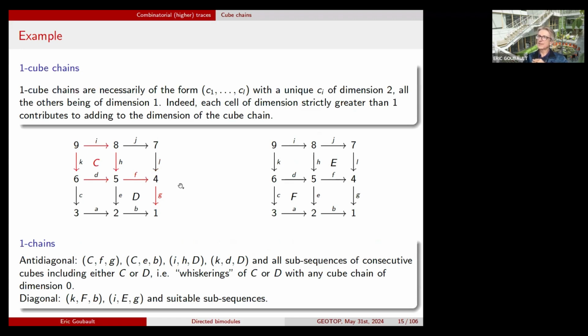So one cube chains: the dimension of a cube chain is the sum of the dimensions of the cubes minus the number of cubes. The only way you can get dimension one is that you have a two-cell and the rest are one-cells. So one cube chains are going to be just the whiskering, or the pre-composition or post-composition by directed paths, of a two-cell, right? Okay, so C followed by F and G is going to be a one cube chain, as well as others.